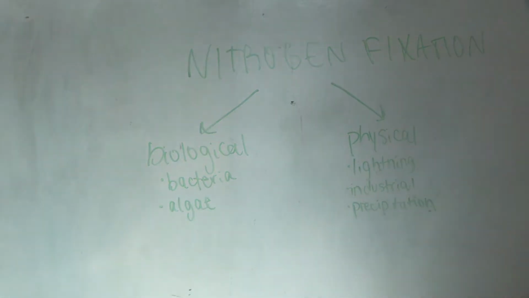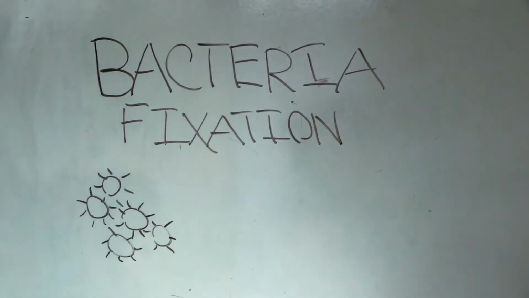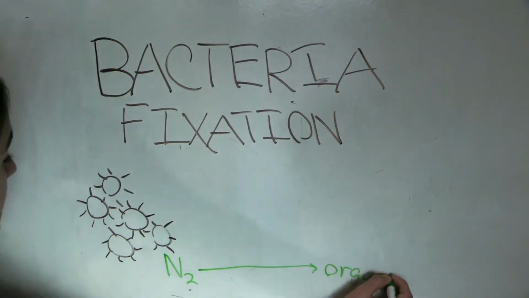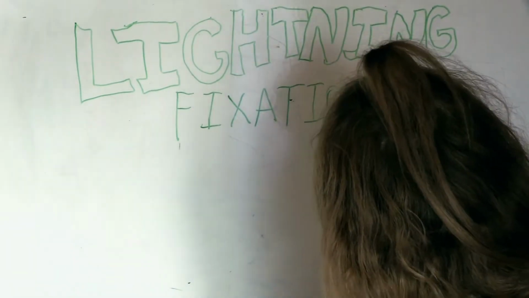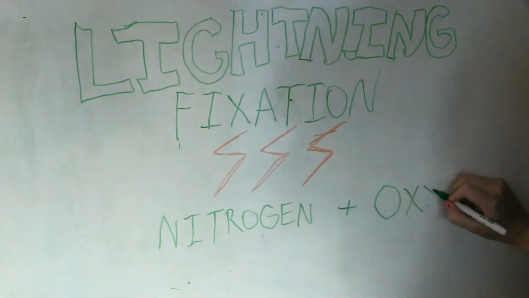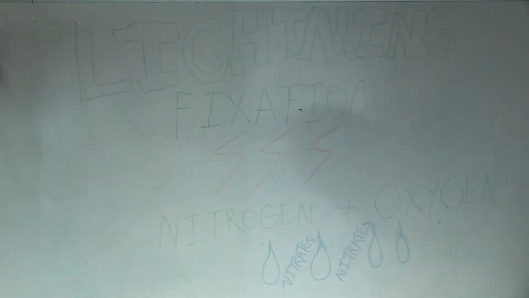First off, we have bacterial fixation. Bacterial fixation converts nitrogen into nitrates and other organic compounds. Next up is lightning fixation. Lightning fixation breaks apart nitrogen atoms to form nitrogen oxides, which then dissolve into the rain, forming nitrates.